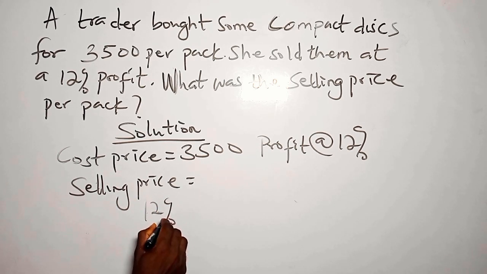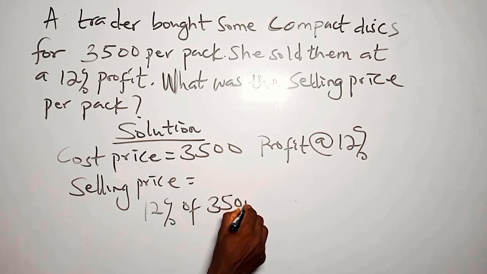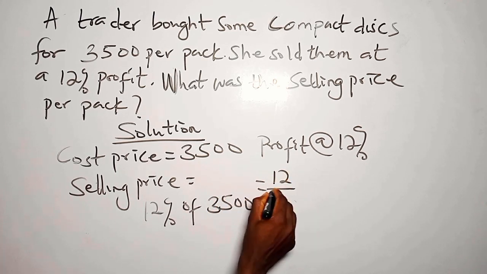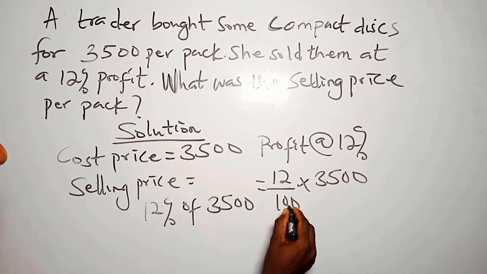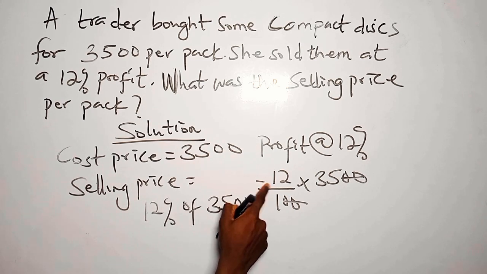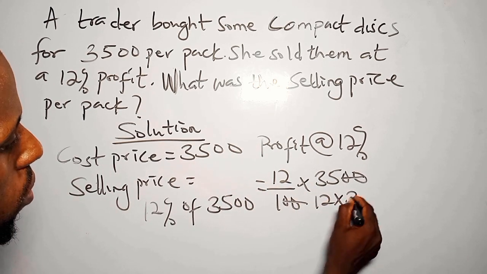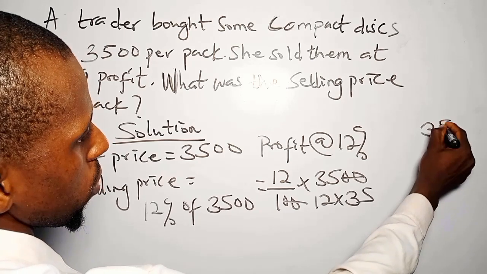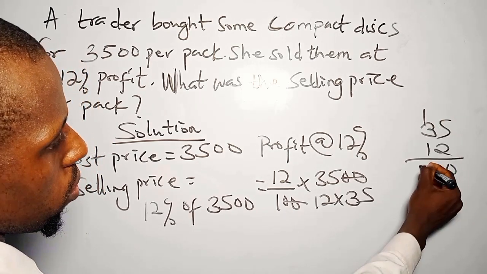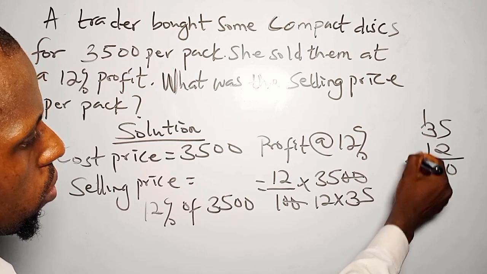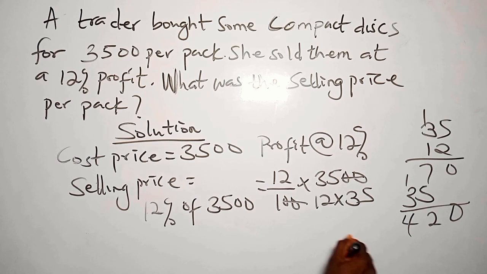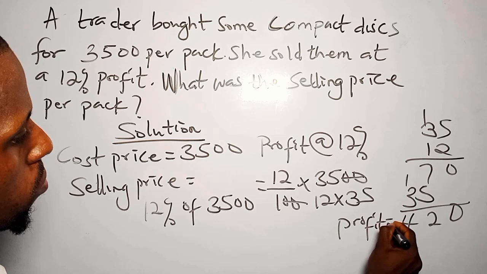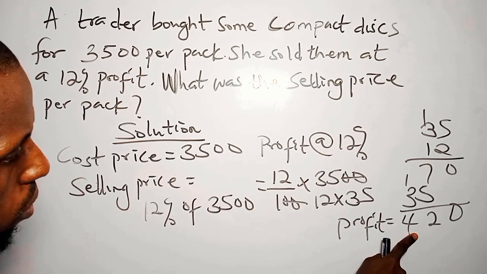So we say 12% of 3,500, which implies 12 over 100 times 3,500. So we simplify this. This goes with this, so we have 12 times 35. So 12 times 35, we can have it this way: this 70, this 5, this 3, so we have 7. So this 420 is the profit, which implies 12% is 420.